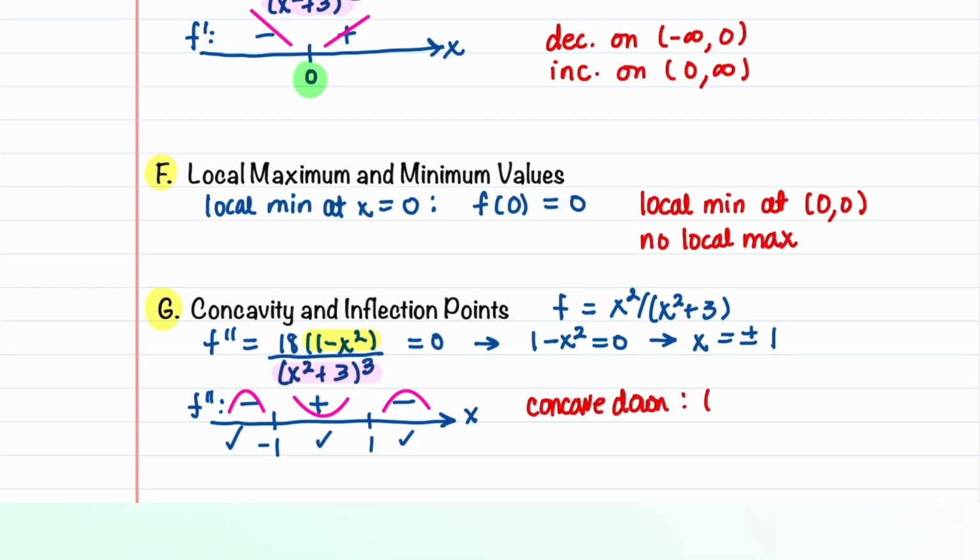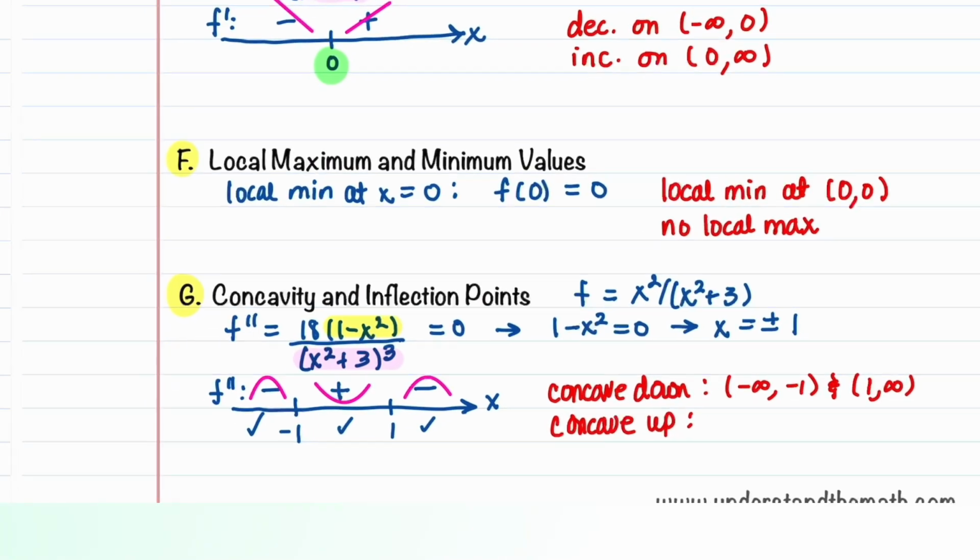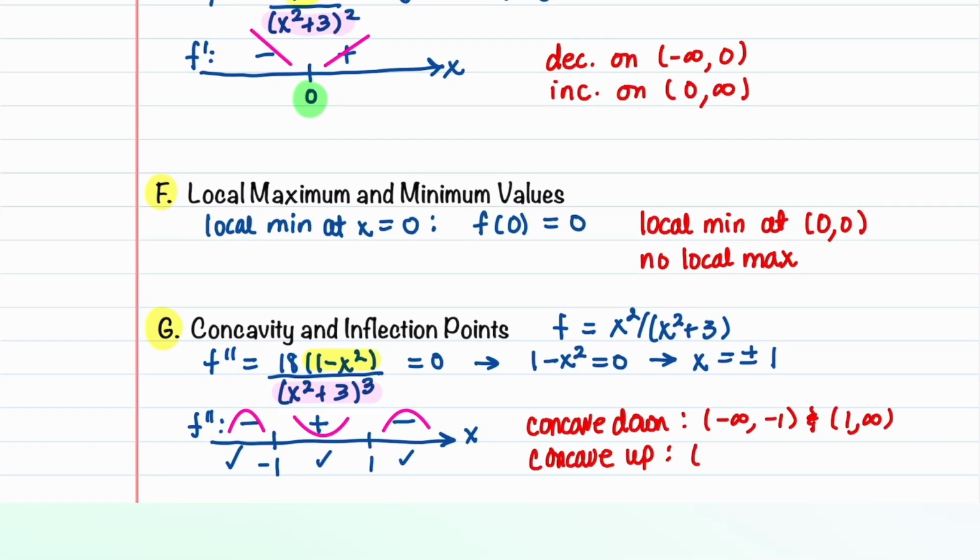In the region from minus infinity to minus 1, and in the region from 1 to infinity, and then it's concave up in the region in between, which is minus 1 to 1. We are going to have an inflection point at -1 and at 1.